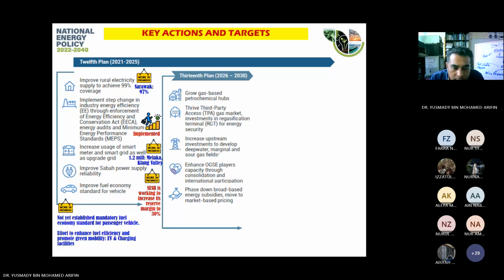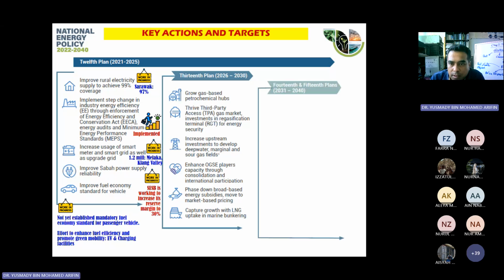Okay. Capture growth with LNG uptake in marine bunkering. So probably instead of pakai minyak diesel, mungkin tukar kepada liquefied natural gas. Instead pakai diesel, tukar kepada liquefied natural gas. Okay, ini mungkin dalam tahun 2026 until 2030. So all the plan actually try to reduce GHG and also CO2 emission.